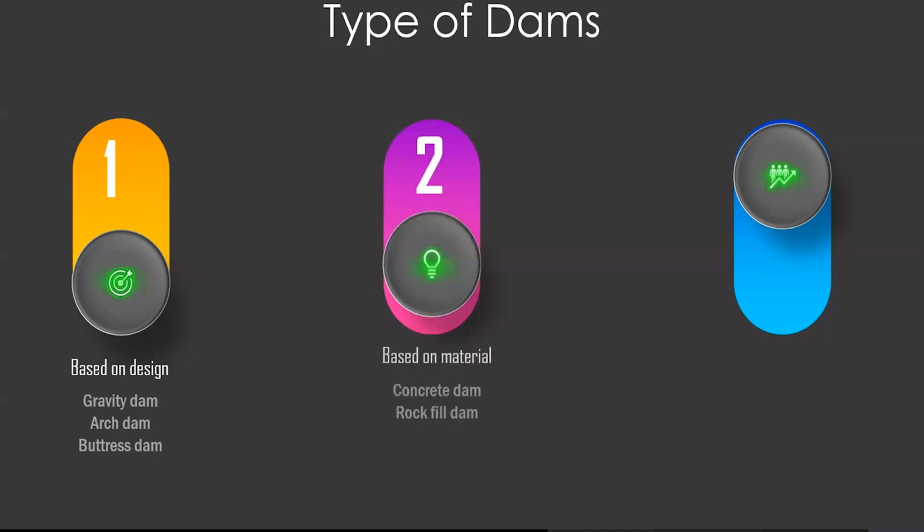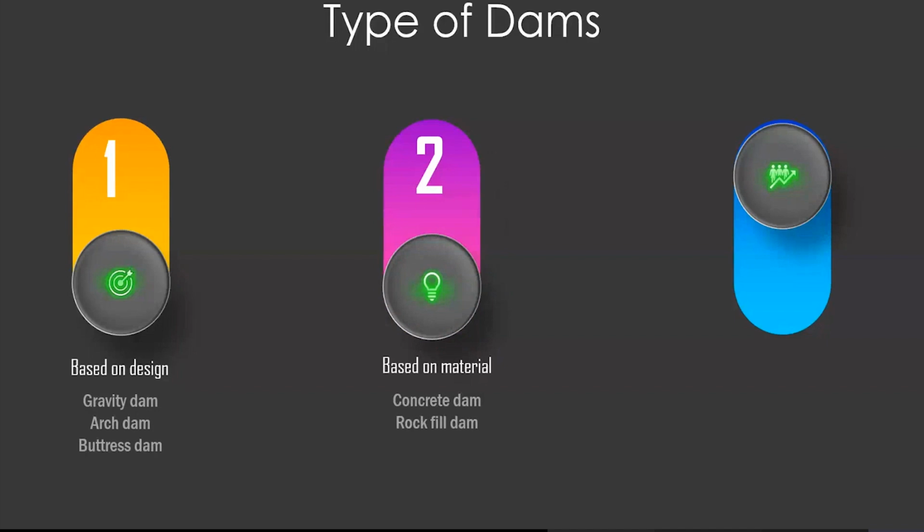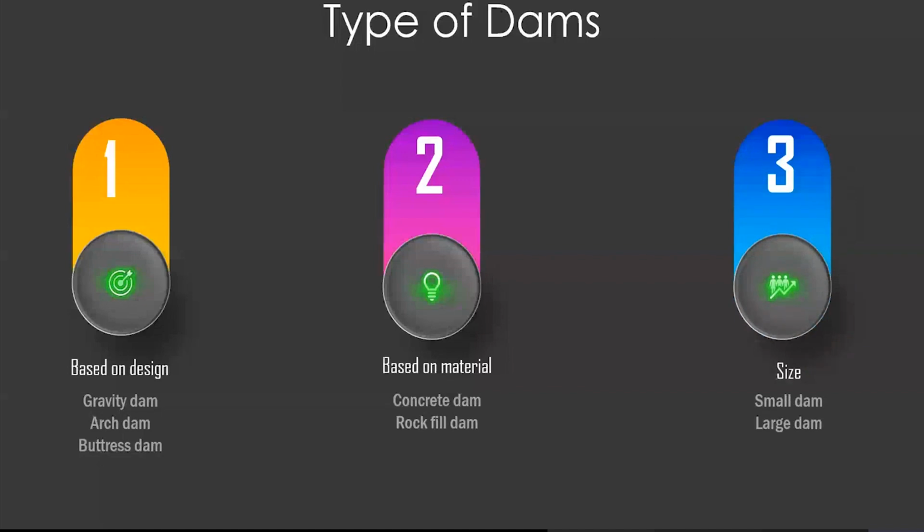The second one is based on the material. It can be a concrete dam, where concrete is extensively used for construction, or a rock fill dam, or an earth dam, where materials like soil, gravel, sand, and other materials are used to construct the dam. And the third one is the size of the dam. It can be a small dam or a large dam. So these are basically the types of dams commonly seen in textbooks or in the reports of geological studies of dam sites.